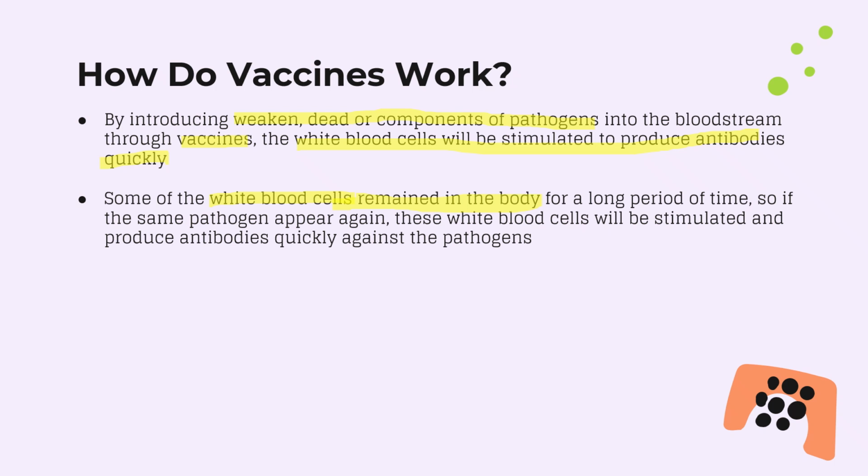So if the same pathogen appears again, these white blood cells will be stimulated and produce antibodies quickly. So it will be done pretty fast. And therefore, before the infectious disease takes shape, the antibodies in the individual will start to destroy all the pathogens and the person will not fall sick.